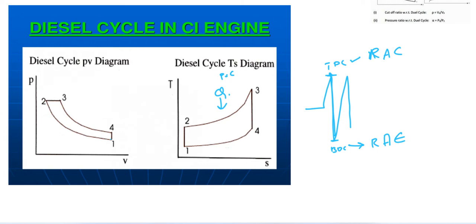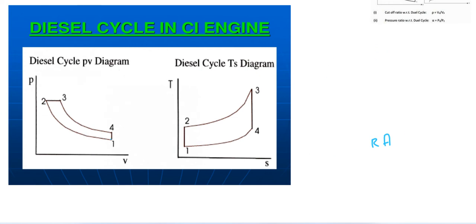Every time they will ask the maximum, what is the efficiency, right? So we will find the efficiency now. How will we find the efficiency? As we all know, heat injection takes place at the 2 to 3 process and rejection takes place at the 4 to 1 process, right?